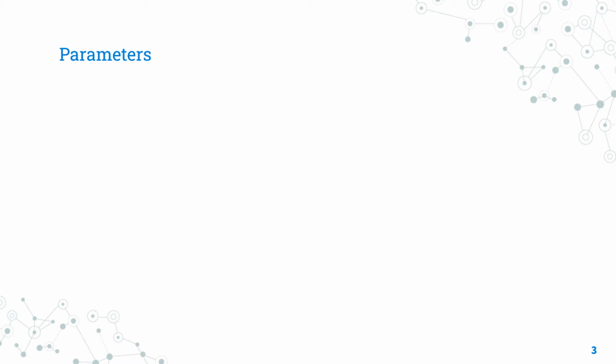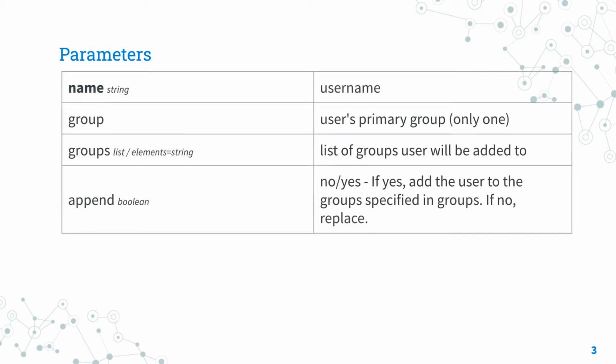Parameters. This module has many parameters. Let me highlight the most useful for our use case. The only required one is name, that is the username. The primary group is specified in the group parameter. Every user needs to be part of only one primary group. The groups parameter specifies the list of additional groups that the user will be added to. This type of group is sometimes also called secondary, additional, or supplementary.